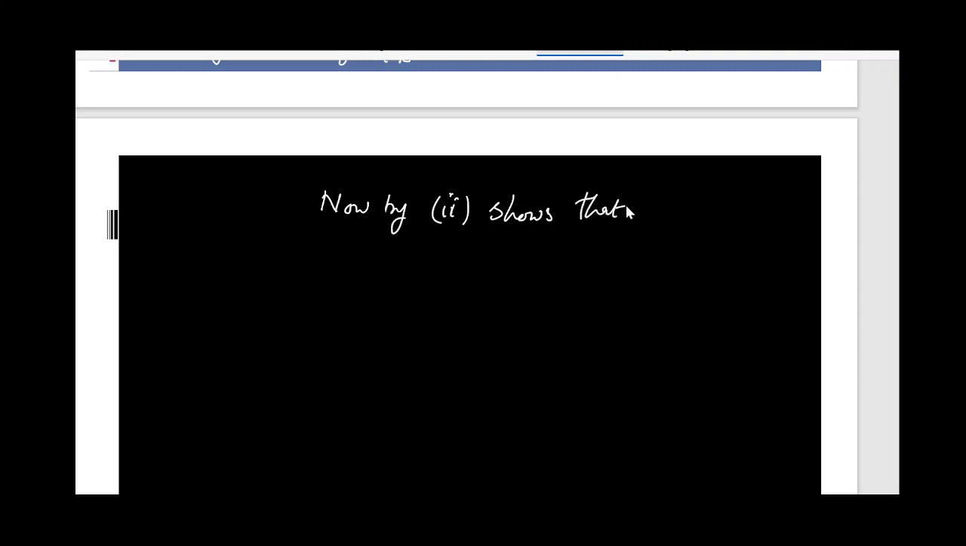Now we want to show that it is closed under finite intersection and arbitrary union. Now by property 2, what was that? If U, V belong to N_x, then U intersection V belongs to N_x. Property 2 shows that this T is closed under finite intersections.